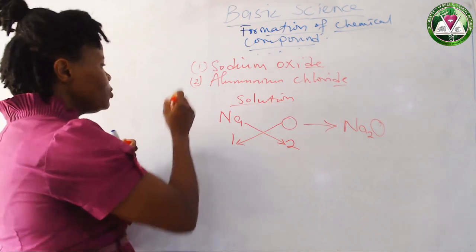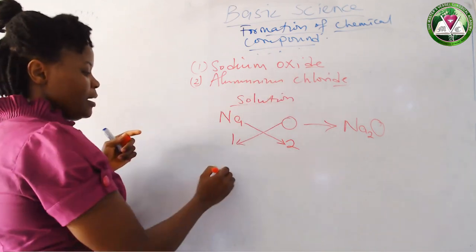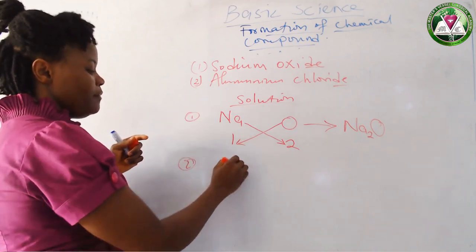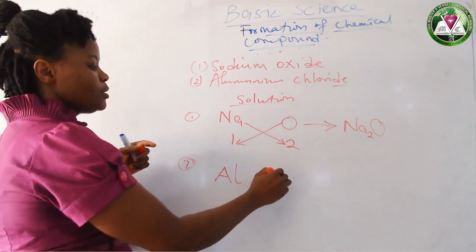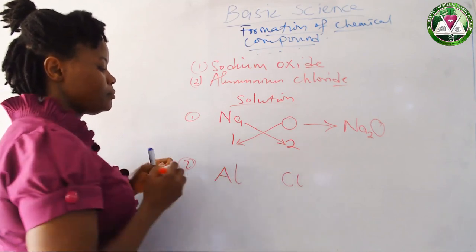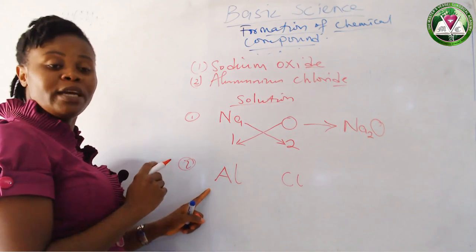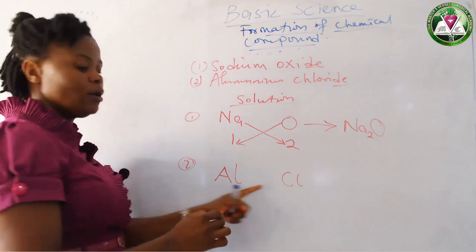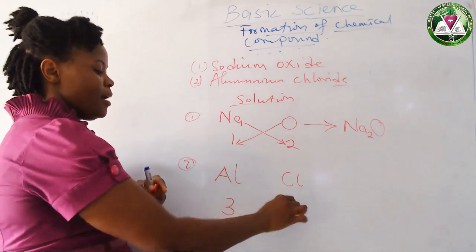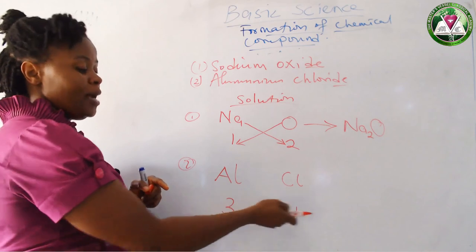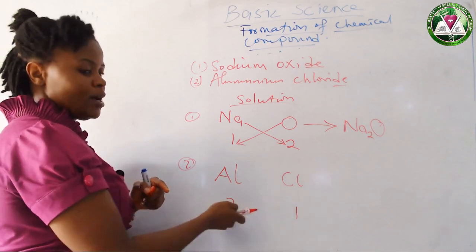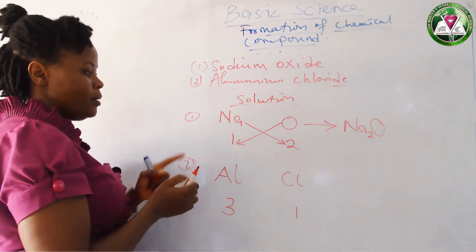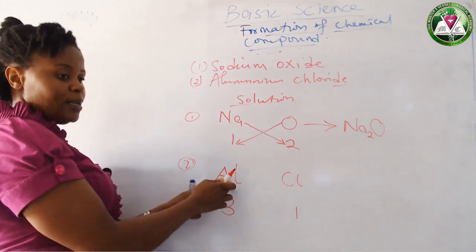Okay? Number two, which is aluminium chloride. I have my aluminium. This is number one. And this is number two. I have my aluminium. Then plus chlorine. What's the valence of aluminium again? Aluminium is 3. Then chlorine is 1. Have you seen why I said that these valence are the combining power? With this valence, you can combine them. That's why we refer to them as the what? Combining power.